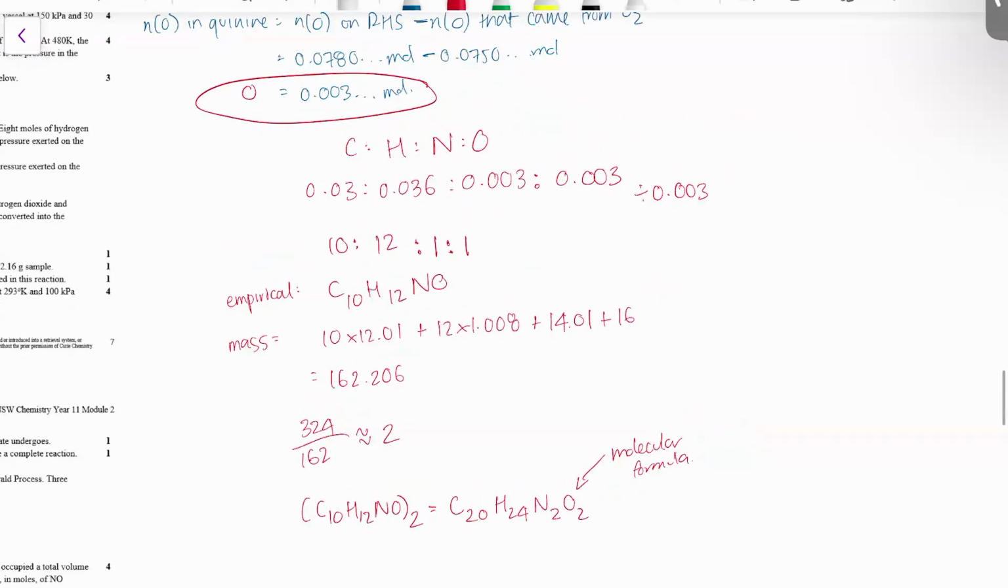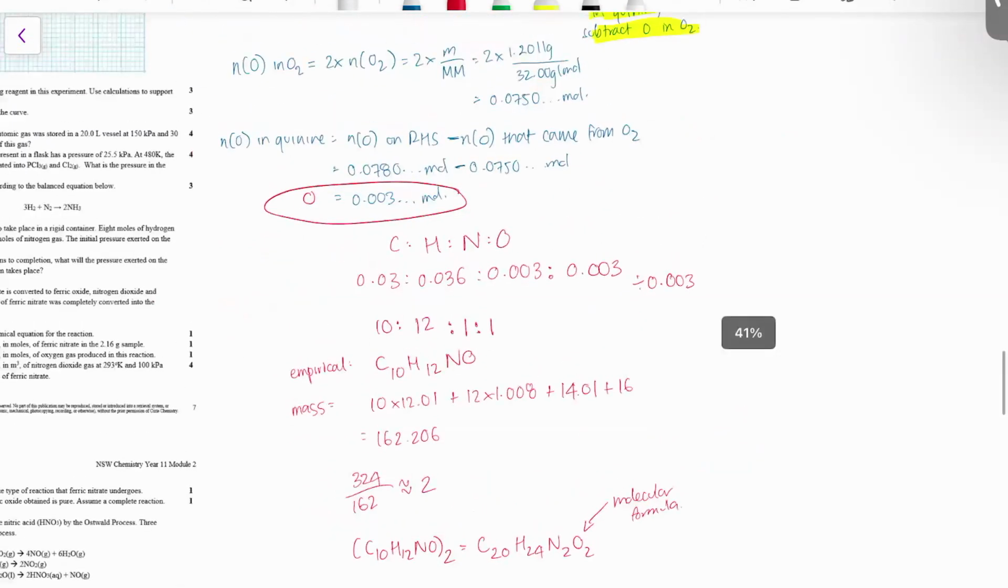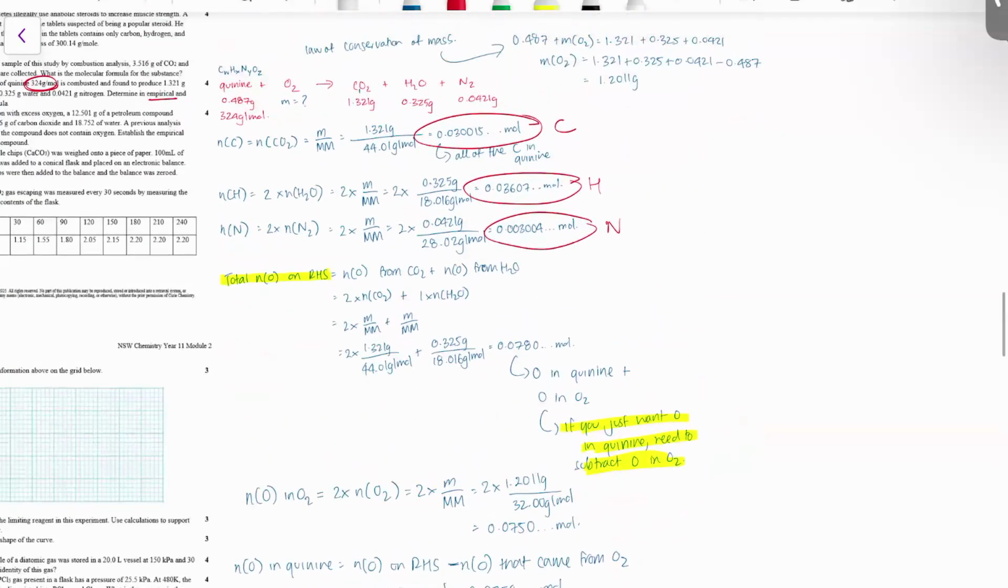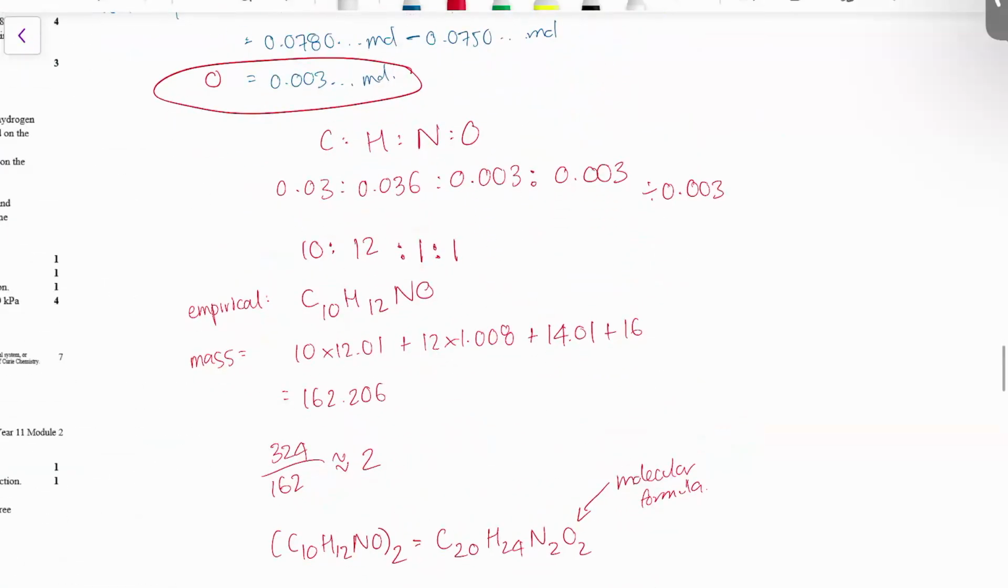All right, good. This is a question that combined your law of conservation of mass, your molar mass calculations, your empirical formula, and your molecular formula. Yeah? All right, good. Your final answer, C20H24N2O2.